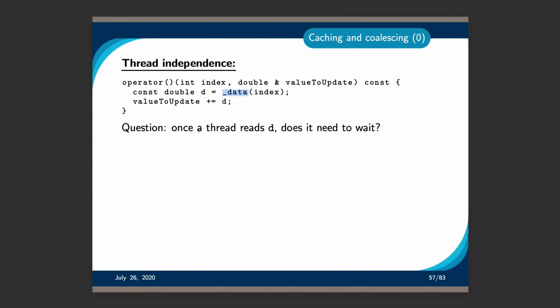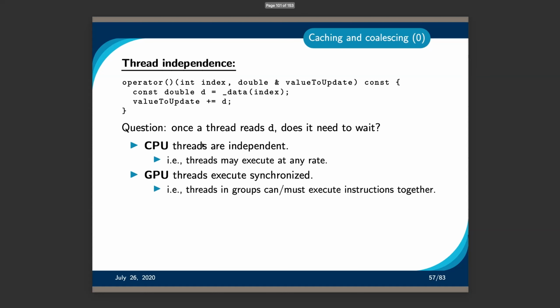Can I immediately continue? The answer for that is, on CPUs, yes. All these threads are completely independent. They execute at any rate, so we can just go on. On GPUs, that's not necessarily true. On GPUs, threads execute in groups like warps, and the memory operations are kind of collective operations of threads.